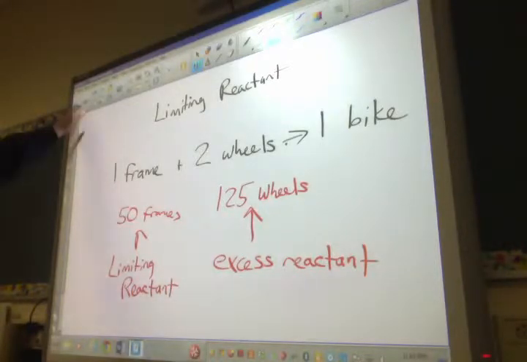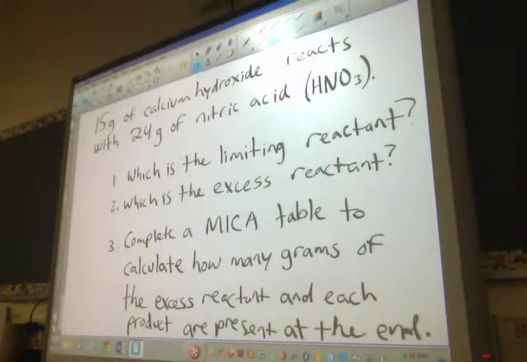So here's the problem that I want everyone to copy down, please. 15 grams of calcium hydroxide reacts with 24 grams of nitric acid, HNO3. And there's three questions we're going to be asking. What's the limiting reactant? What's the excess reactant? And we're going to complete something called an ICE table to calculate how many grams of everything is left. So copy this down, please.